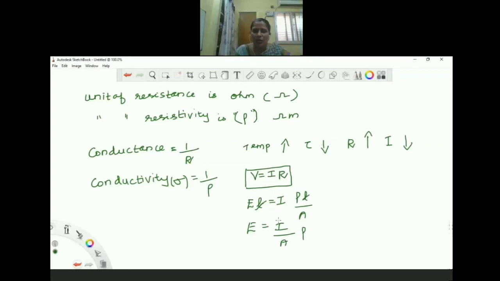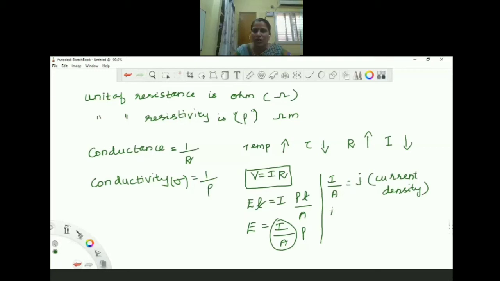Here we are going to see what this I by A is. This I by A is nothing but the current density J. So I by A is equal to J, the current density. Look at this formula: I is the scalar quantity, but J and A are vector quantities.